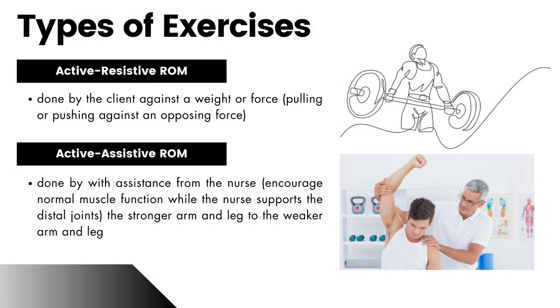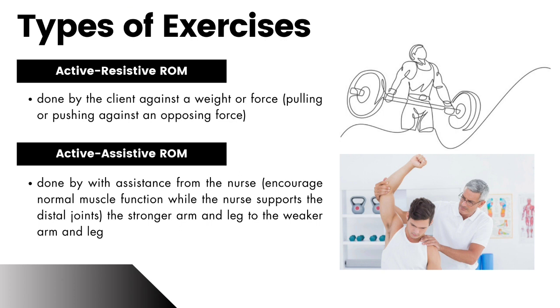Active resistive range of motion is done by the client against a weight or force, pulling or pushing against an opposing force. Examples include resistance training using weights, resistance bands, or isometric exercises where the patient pushes or pulls against an immovable object under the guidance of the nurse.